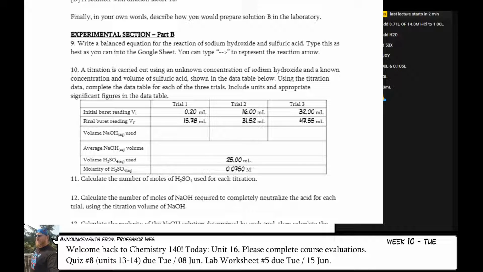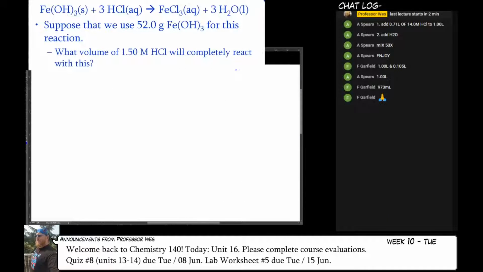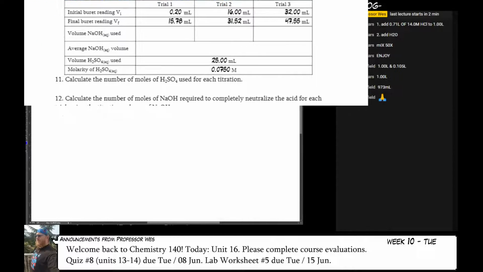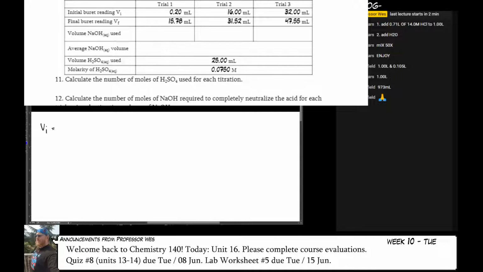So let's look at an example. Let's suppose, hopefully this will capture right. Yeah, there we go. Let's suppose that we're looking at just trial one. You're going to be looking at the average here, but the process that you're going to follow is the same. So V initial is 0.20. V final is 15.78. So the volume that was used will be the difference between those.